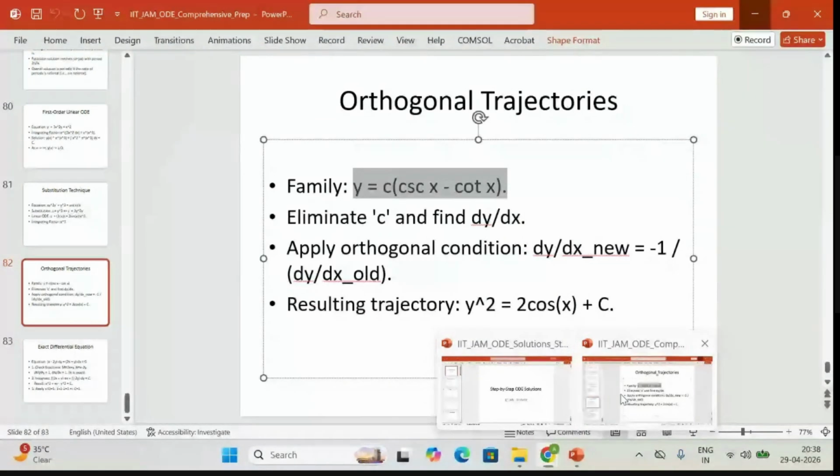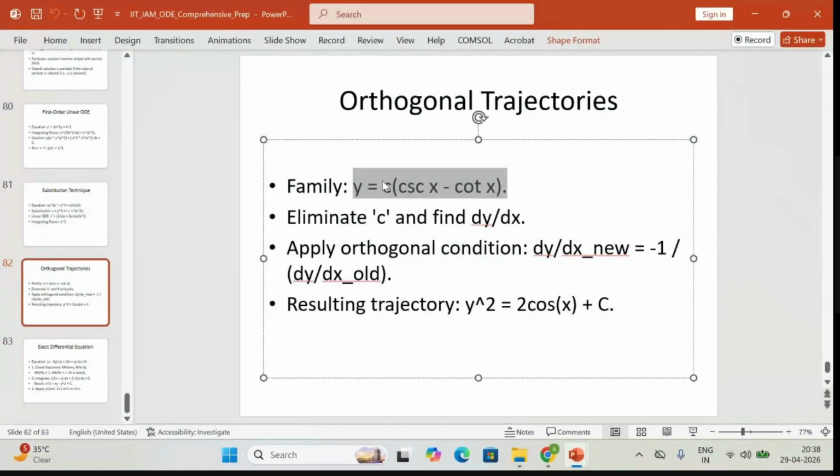Okay, so what we need to do is eliminate C first and then find dy dx. Once we find dy dx, we will have an expression for C. Then we take the ratio and omit C. Then we calculate dy dx new equals minus 1 by dy dx old. This is the most important thing. Once you do that, you can solve the equation yourself and check whether it is y square equals 2 cos x plus c. If you don't find the solution, we can work on the detailed solution next time.